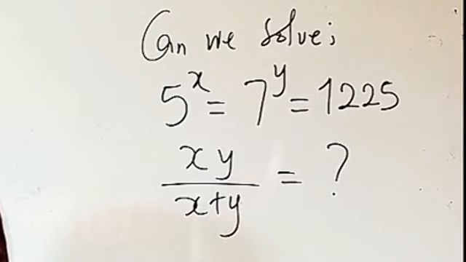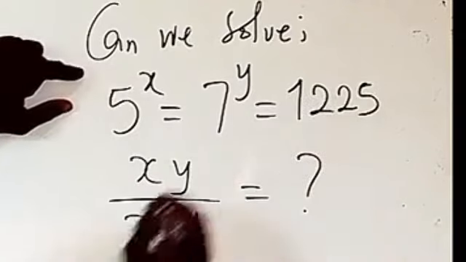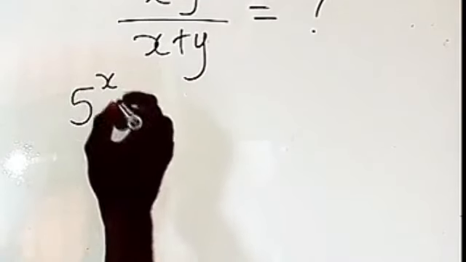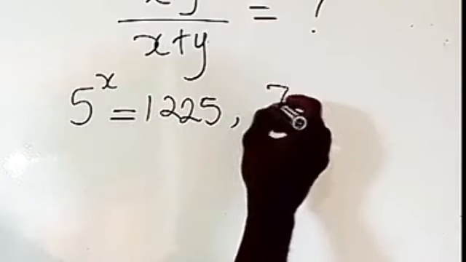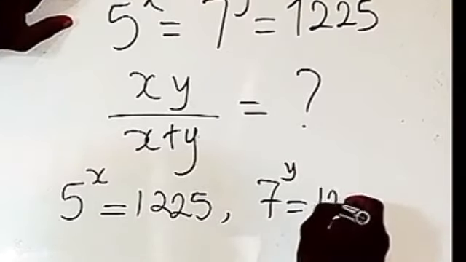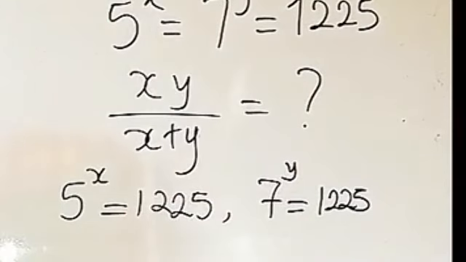You have different ways of doing it, but I'm going to use the simplest method. Here, 5 to the power x is 1,225 and 7 to the power of y is also 1,225, according to what we are given. There's something I would like to do here. I want to take x out of this space and y out of this space. Let me start from here.